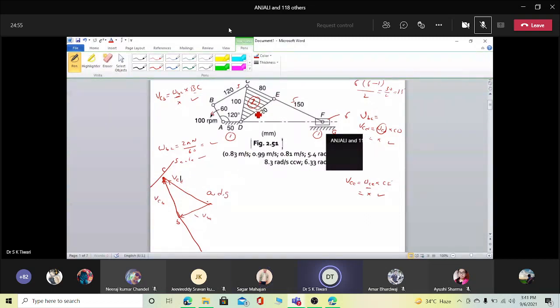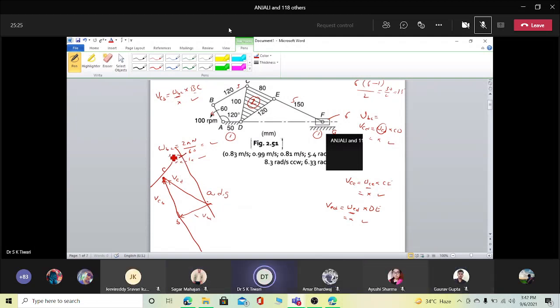When E is on ED, velocity of E with respect to D will be omega ED into DE. I don't know this, therefore I don't know the magnitude, but I know the direction. The direction will be perpendicular to ED through D. Where is D? Something like this. The intersection will be the point E.